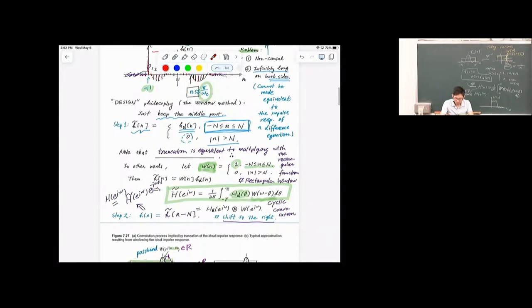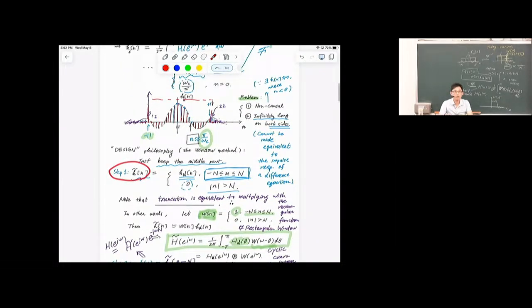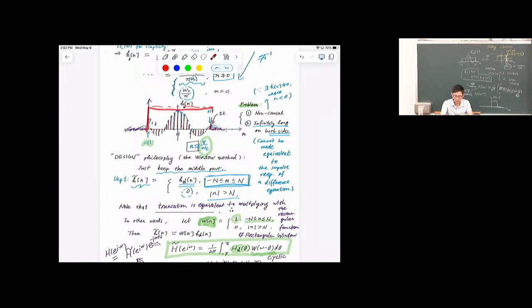Last week I mentioned that there are two steps of designing an FIR filter using a rectangular window. The first step is to keep the middle part. But right after doing that, strictly speaking, this filter is non-causal. By definition, it is non-causal because the impulse response has non-zero values in negative time, before time zero. So to use it when you want to convolve this impulse response with your signal to perform low-pass filtering, we need to shift the entire thing to the right by N points to make it causal.